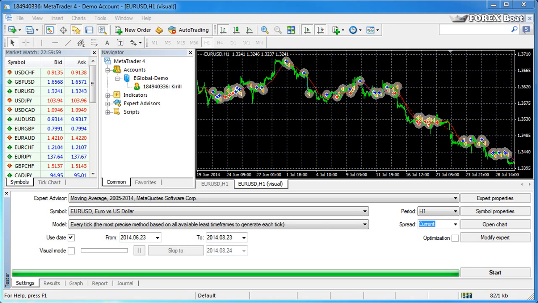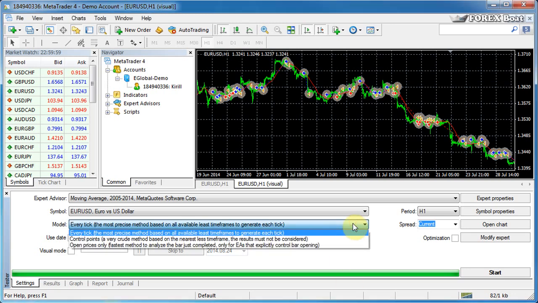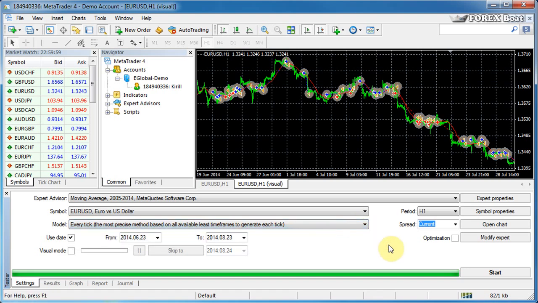In the previous tutorial, we discussed the available models in this MT4 strategy tester, and those were the every tick, control points, and open prices models. And today we will be looking at the strategy tester report.